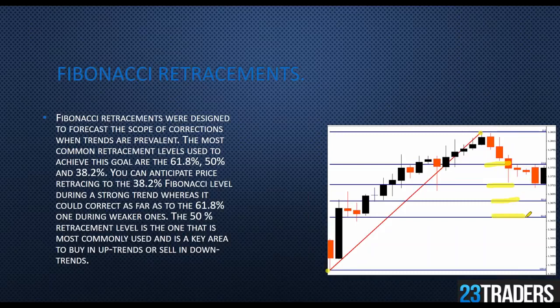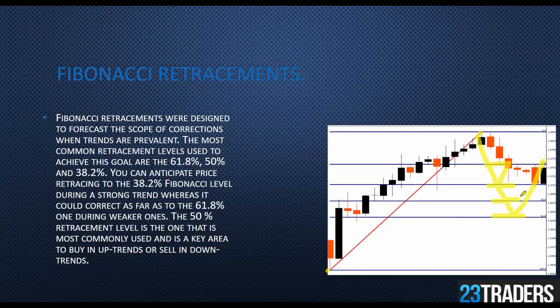This is 61.8% of the previous move. This is 50% of the previous move. This is 38.2, and this is an important one, but it's the 23.6 level of the prior move. Okay. So if we're in a retracement, we would expect price to come down here and then retrace. If it doesn't come here, one of these levels is where we would expect it to retrace.